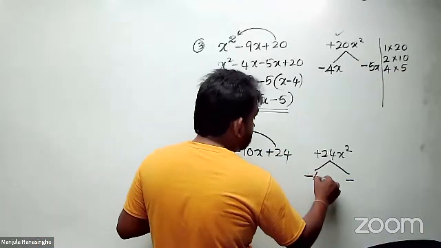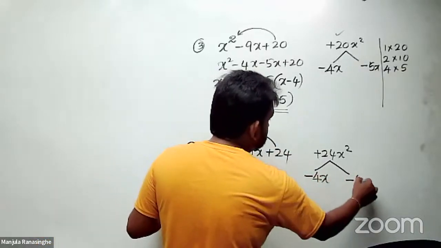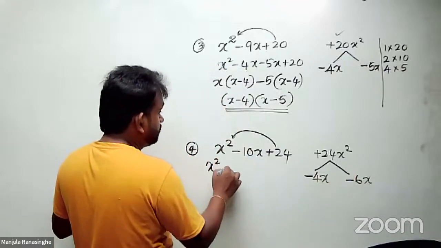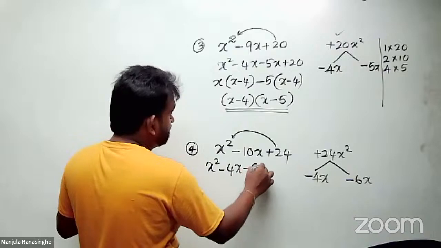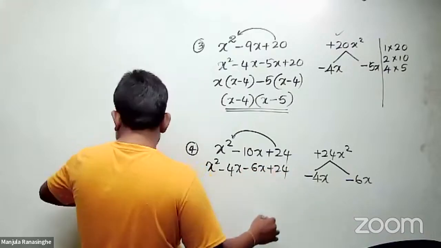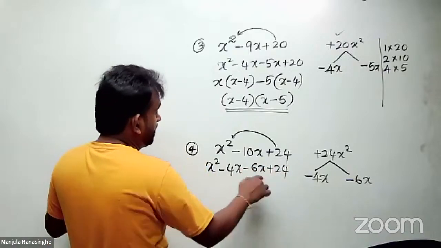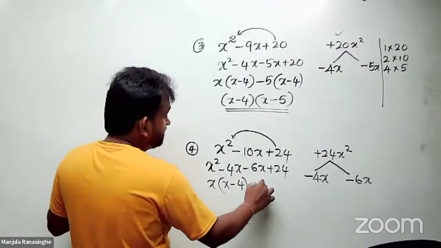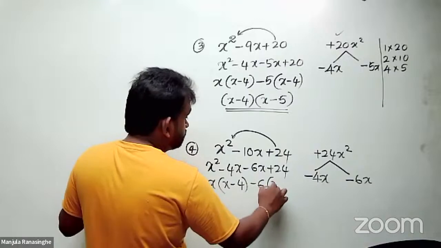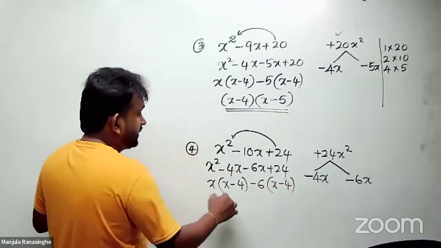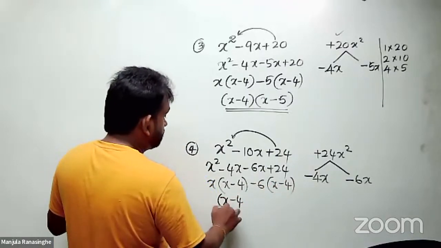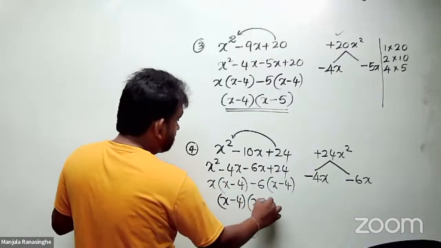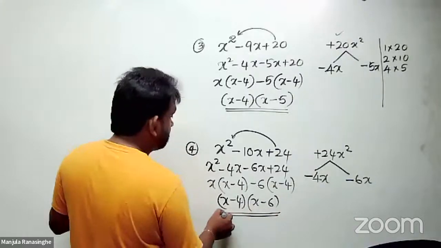So you replace here negative 4x, negative 6x. That is important. Now, instead of this one, you substitute negative 4x, negative 6x, positive 24. Now 2 by 2 take out the common: x into x minus 4, minus 6 taken, x minus 4. Right, now x minus 4 taken out, what remains here is x minus 6. Right.